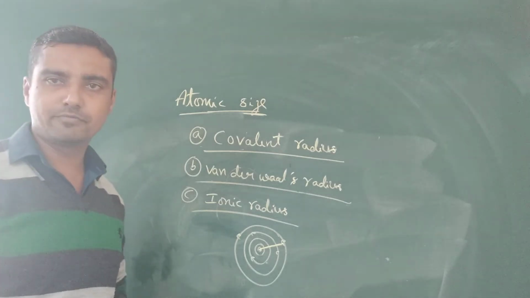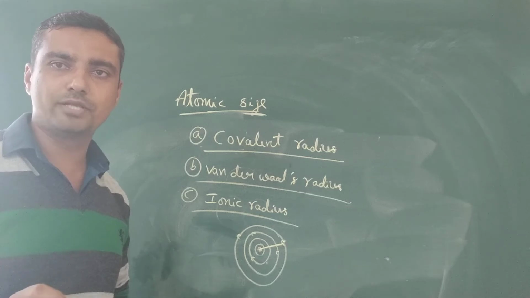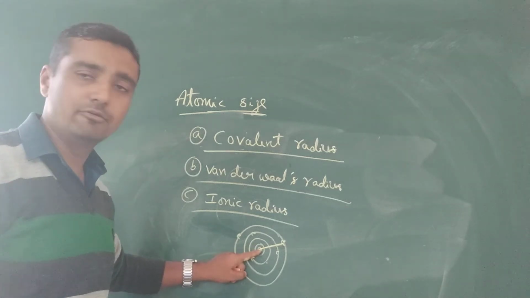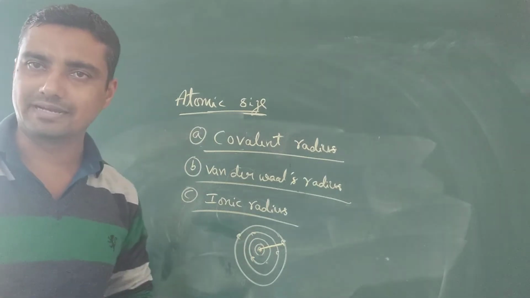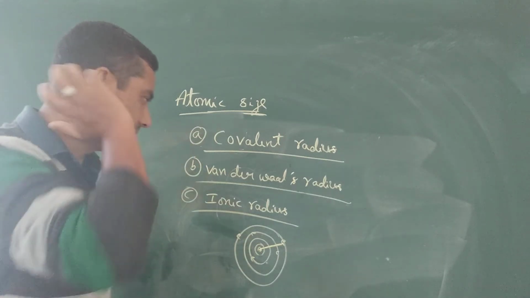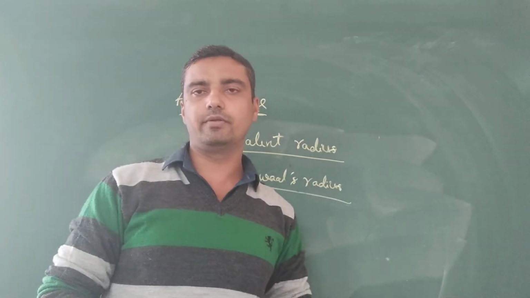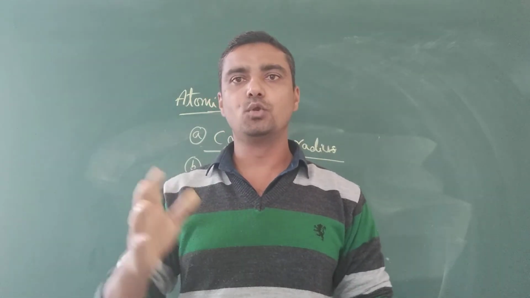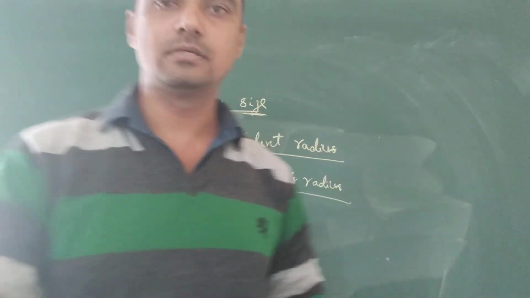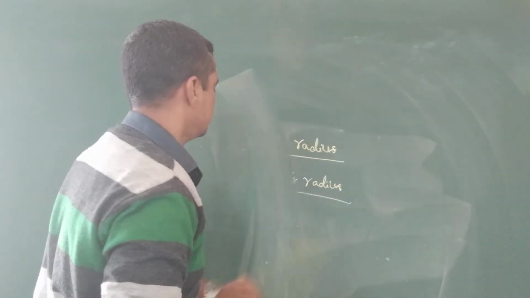The distance between the center of the nucleus and the point up to which the nucleus has influence on its electron cloud is called the ionic radius. Now we will compare this ionic radius for cations, anions and also the neutral atom. It is very important, so see properly. We discuss the ionic radius.